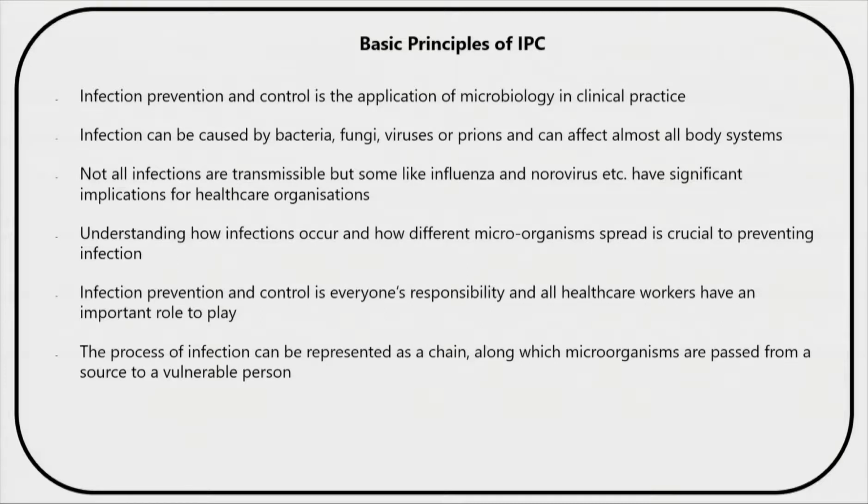We would be having some bacteria, fungi, viruses and prions which can cause infections in all our body systems, and those microorganisms which are causing these infections, we call them pathogens. So, when we talk about infection prevention and control, we are going to effectively deal with those microorganisms which are pathogenic in nature. And at the same time, not all infections are transmissible. Some are, for example, influenza or the norovirus, which are very highly contagious and transmissible infections, which will have a very big impact on societies and healthcare organizations.